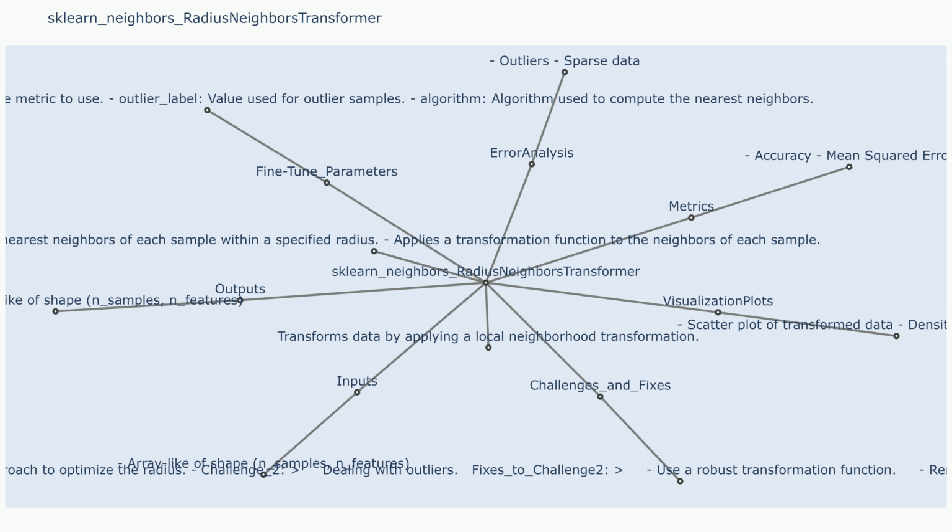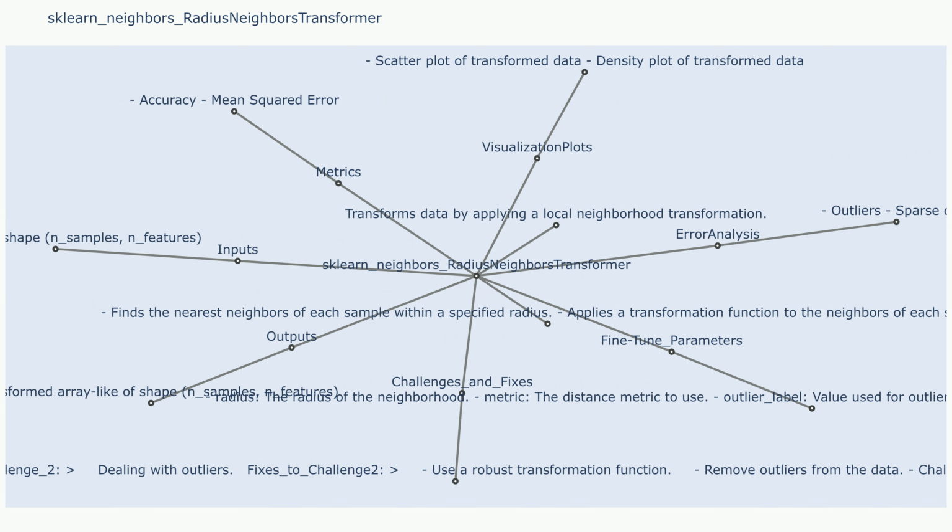Inputs. X. This is the input data, typically a 2D array where each row represents a sample and each column represents a feature. Radius. This parameter defines the radius around each sample within which to consider neighbors. It controls the locality of the transformation.